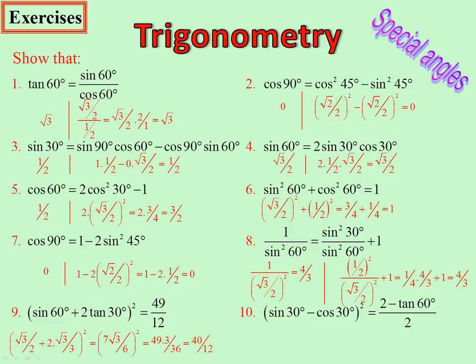Left-hand side, getting more complicated now, except these are like terms, luckily, because that's root 3 over 2, and that's 2 times root 3 over 3. Now if you find a common denominator, you'll get 7 root 3 over 6. Square the top, 49, times 3, square the bottom, 36, and that simplifies to 40 over 12. In fact, that'll go more, because 4 goes into both, so it'll become 10 over 3.